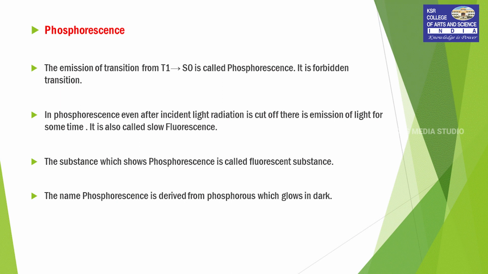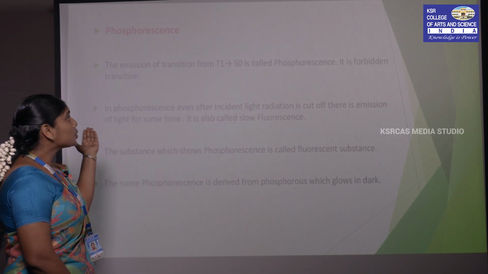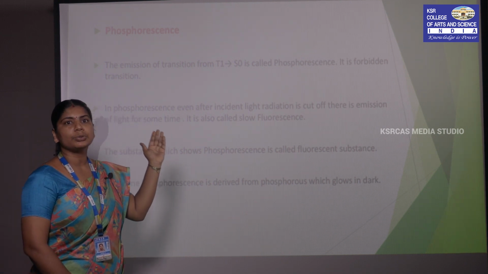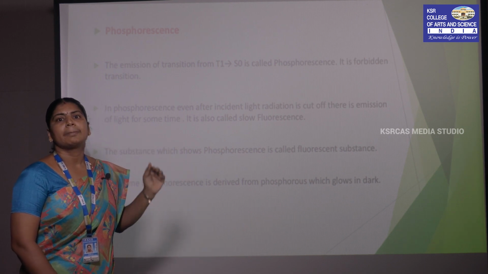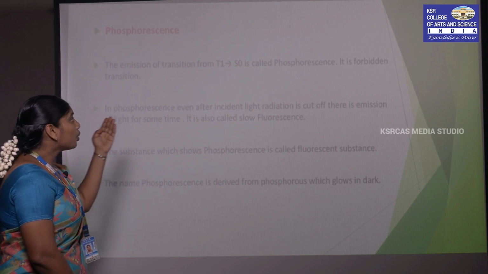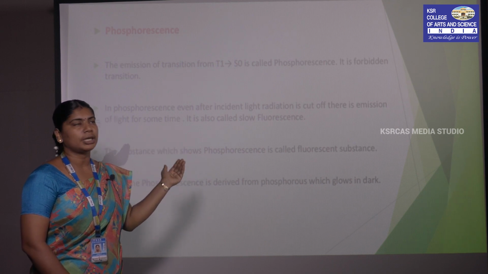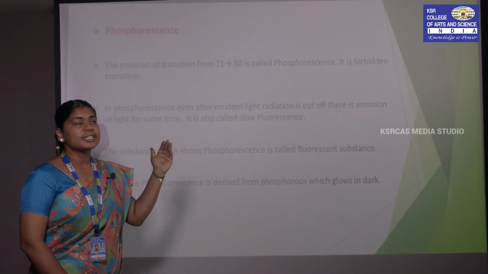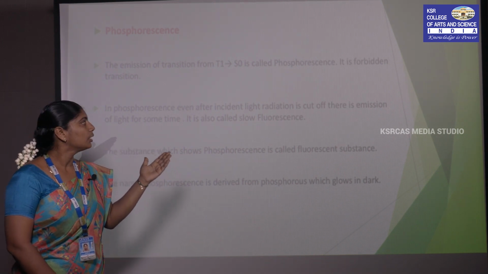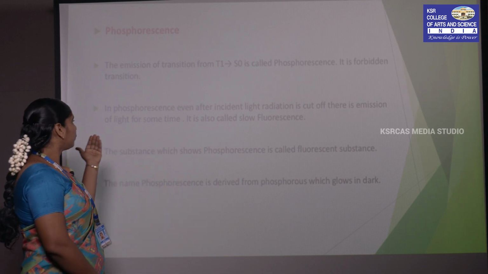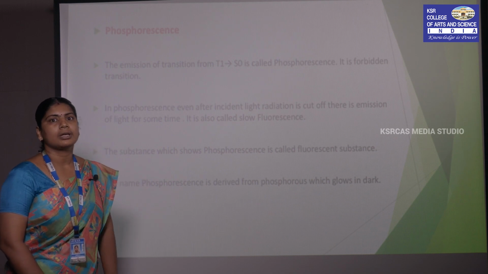Next, phosphorescence. This is also called a radiative transition or radiative process. This emission transition occurs from the T1 level to the S0 level, so it is called phosphorescence. This is a forbidden transition. Phosphorescence is the emission of radiation with energy transfer from the triplet excited state to the singlet ground state. In phosphorescence, even after the incident light radiation is cut off, there is emission of light for some time. It is called slow phosphorescence.